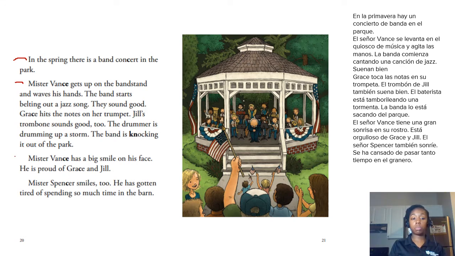Finger underneath the word Mr. Mr. Vance has a big smile on his face. He is proud of Grace and Jill. Finger underneath the word Mr. Mr. Spencer smiles too. He has gotten tired of spending so much time in the barn.